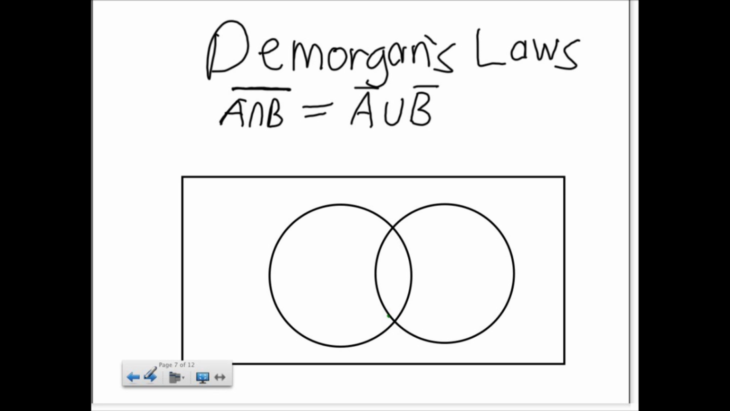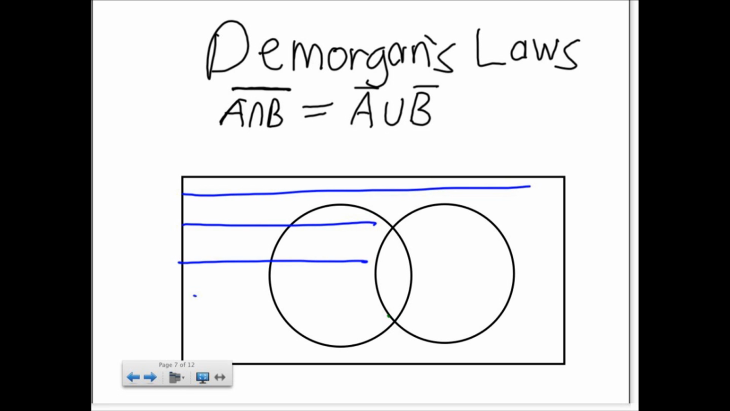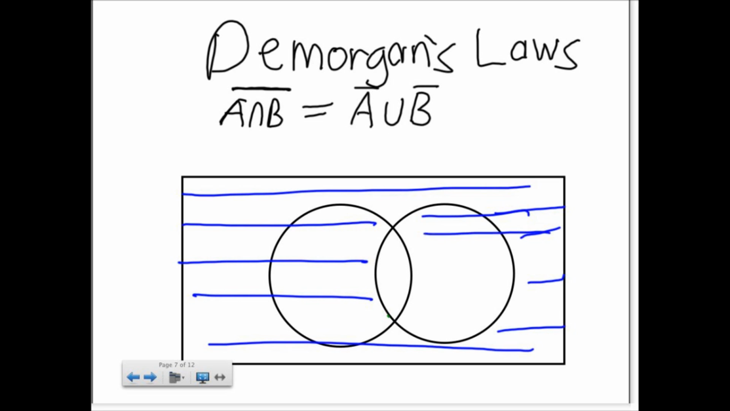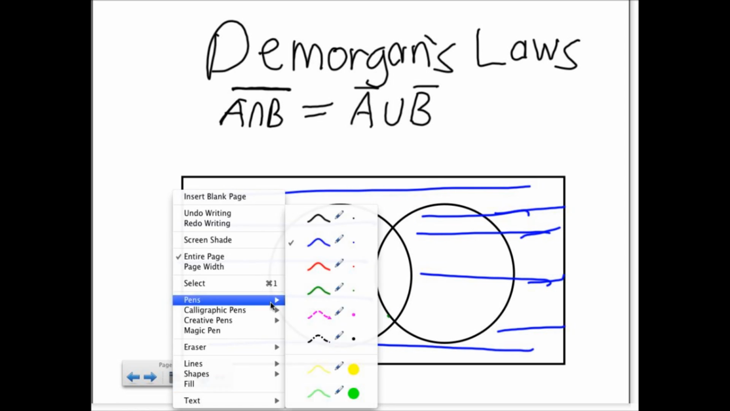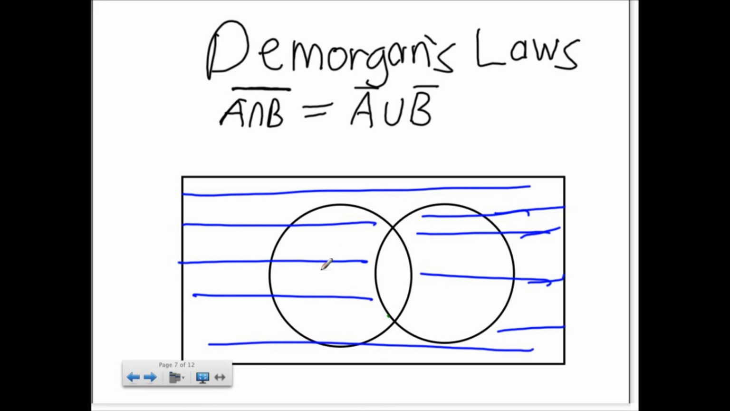Hey everybody! As we can see, De Morgan's law says the complement of A intersection B is equal to the complement of A union the complement of B. We can show this by having the complement of the intersection be shown with vertical lines going everywhere except for the intersection between A and B.